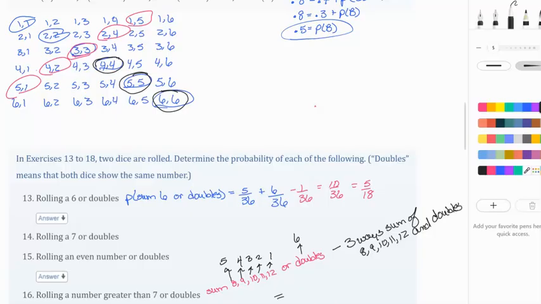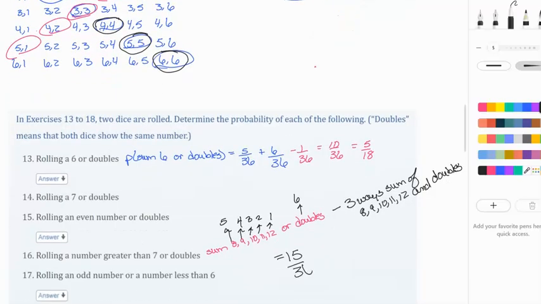So let's look at our probability. We have, if I add these together, 5, 15, 36. So the probability of getting one of these sums would be 15 out of 36. Probability of getting doubles would be 6 out of 36. But there's 3 ways where both of those things happen at the same time. These are not mutually exclusive events. So we're going to subtract 3. So 15 plus 6 minus 3 gives us 18 out of 36. And that's going to reduce to 1/2.